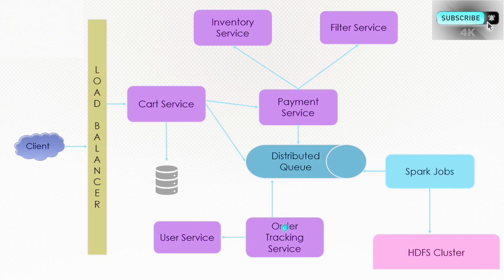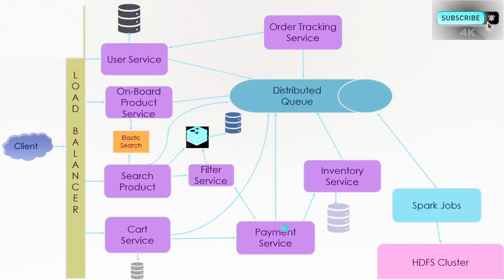So this is how I have designed the cart service and the payment service, and the overall picture will look something like this. When everything comes together, we have the user service, onboarding service, the search service, cart service, the filter service, the payment, and inventory, and also the order tracking service. So this is how I came up with the design, a very high level design of the backend for any e-commerce website.